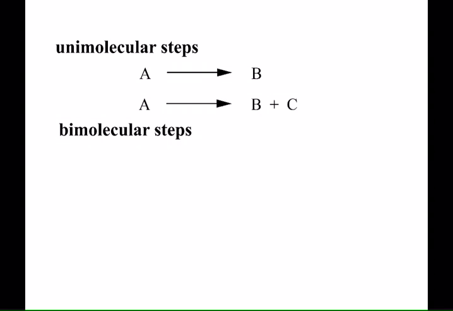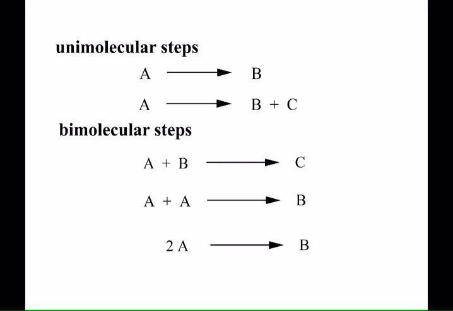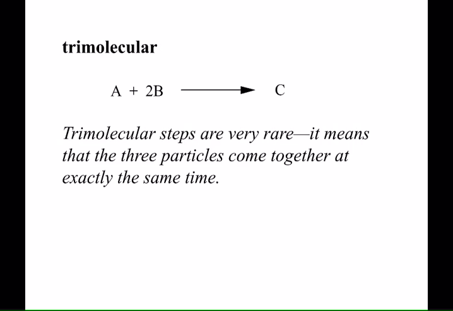Examples of unimolecular elementary steps would be A goes to form B, or A goes to form B plus C. Bimolecular could look like this, where we have A plus B goes to form C, or 2A goes to form B. I guess to me the second and third one are the same thing. Then the trimolecular, or termolecular, elementary step.